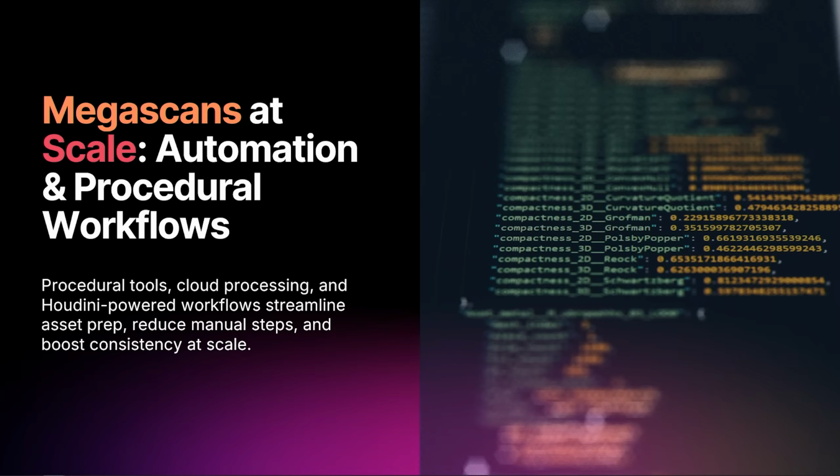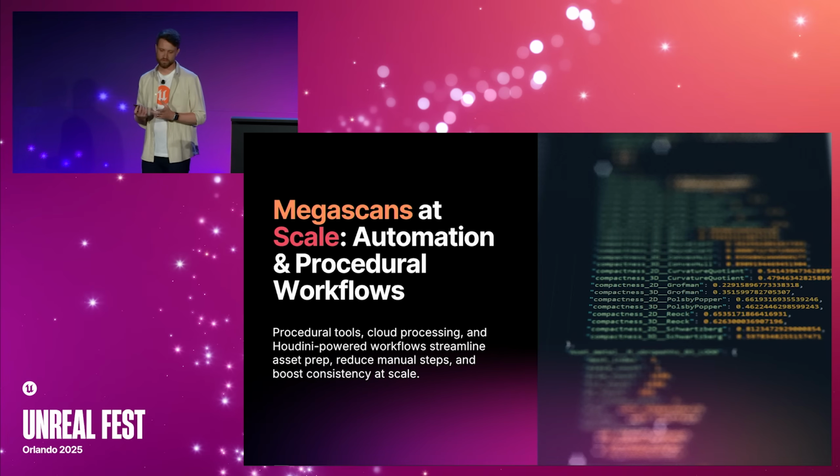So now let's take a look at how we handle Megascans production at scale, leveraging automation and procedural workflows in Houdini. We've developed procedural tools, cloud-based processing systems, and Houdini-powered workflows that streamline asset production. These advancements significantly reduce the number of manual steps and enhance consistency in our pipelines, enabling us to efficiently scale production while maintaining the high-quality mark of Megascans. So let's take a closer look at some of these key tools.